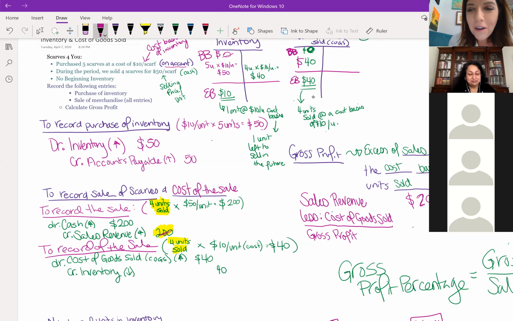Okay, so sales revenue is 200. Cost of goods sold is 40. So we're subtracting cost of goods sold from sales revenue, and the gross profit, the excess of sales, is 160.